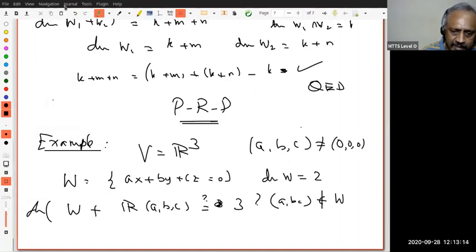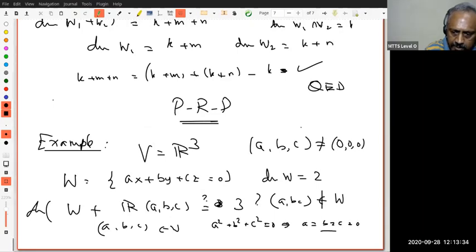Can it lie? Suppose it lies in W. What does that mean? That means in place of X, Y, Z, I have to substitute A, B, C. So if (A, B, C) lies in W, that means A times A, that is A squared plus B squared plus C squared, equal to 0. That implies A equal to B equal to C equal to 0. That's a contradiction. Therefore, W plus R times (A, B, C) should be R3.